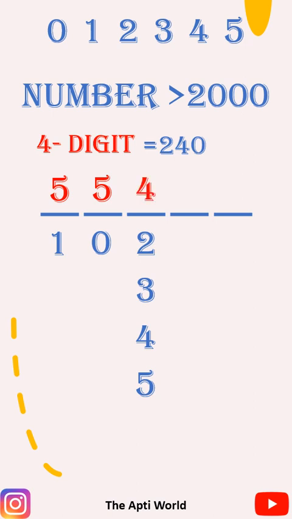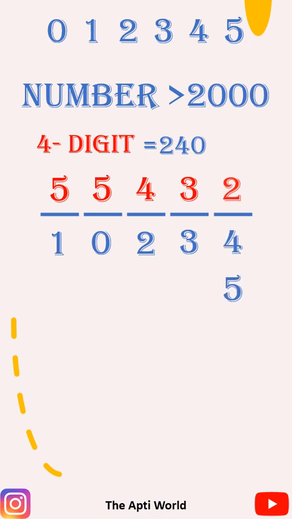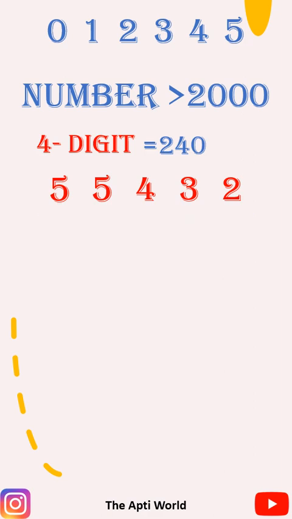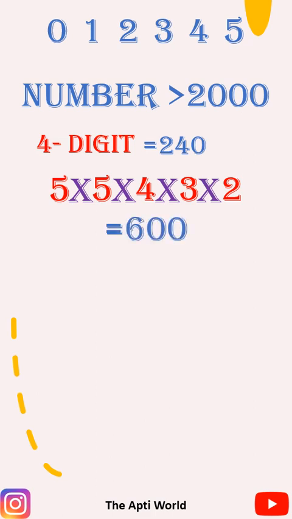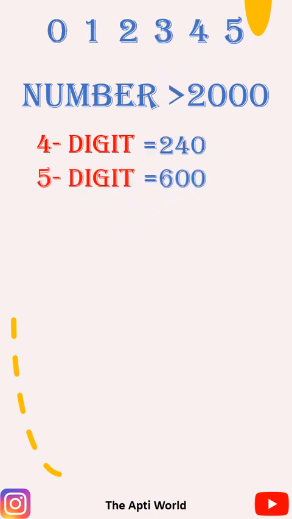Let's put 2 on the third place. Now, there are 3 possibilities for the fourth place. Let's put 3 on the fourth place. Now, there are 2 possibilities for the last place. So, here we have 5 multiplied by 5, multiplied by 4, multiplied by 3, multiplied by 2, number of integers which is equal to 600. So, the number of 5-digit integers that can be formed is 600.